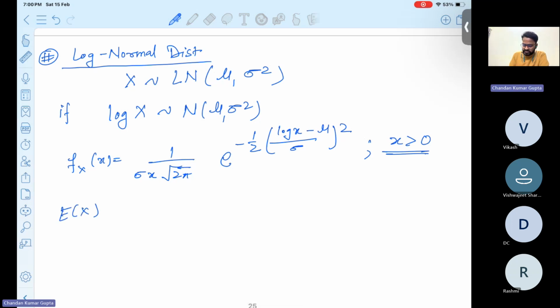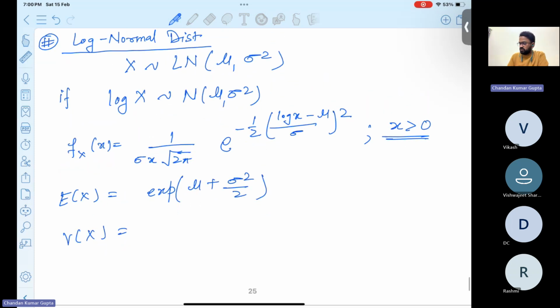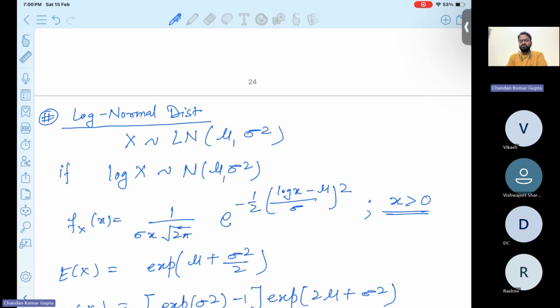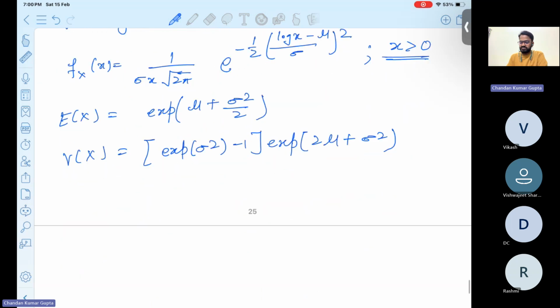Also, the expected value of this is exponential of mu plus sigma square by 2, and the variance of the log normal random variable is exp of sigma square minus 1 times exp of 2 mu plus sigma square. You don't need to learn these things. Before the log normal, you should remember the mean, variance and MGF so that our calculation is faster.